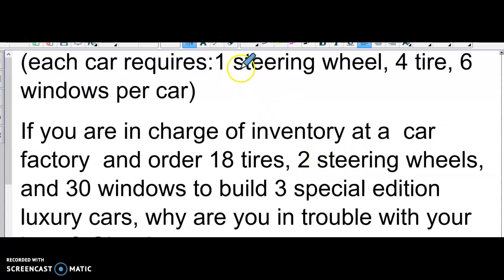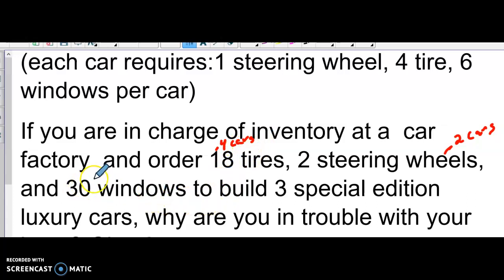You've only ordered 2 steering wheels. Because you need 1 steering wheel per car, you'd be able to build 2 cars with 2 steering wheels. So this number of steering wheels gives you 2 cars. Well, with 18 tires, you'd be able to build 4 cars with 2 tires left over. But if you're only going to build 3 cars, you're actually going to have 6 tires left over.